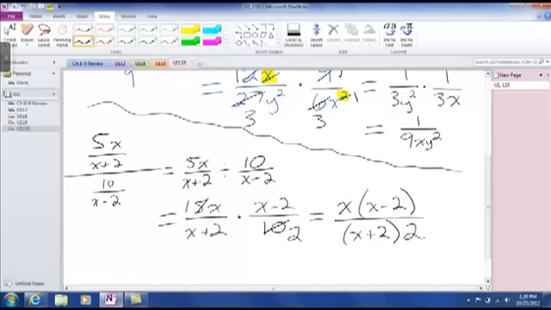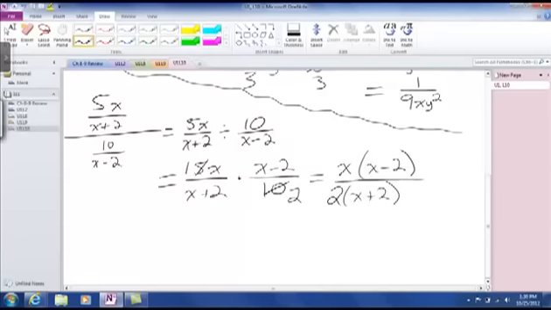I could move this 2 in front of the x plus 2. Let me just do that, because people are used to seeing that number in front. Same thing. Doesn't matter where you write it. But that is actually our final answer. That's as simple as it gets, believe it or not.